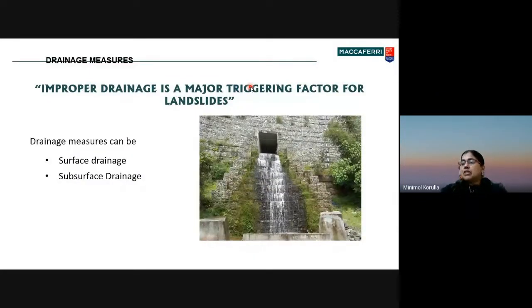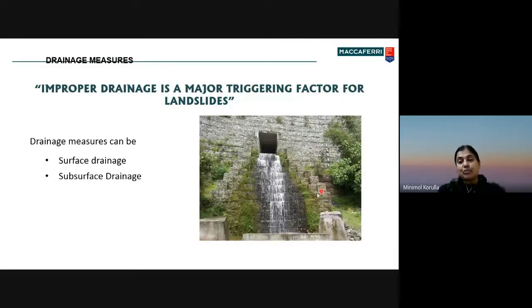So why this much importance to the drainage? Because if we take hundreds or two hundreds of landslide cases in our country or even in Kerala, the analysis will finally emphasize one factor: if we are providing proper drainage, we can avoid the landslide.